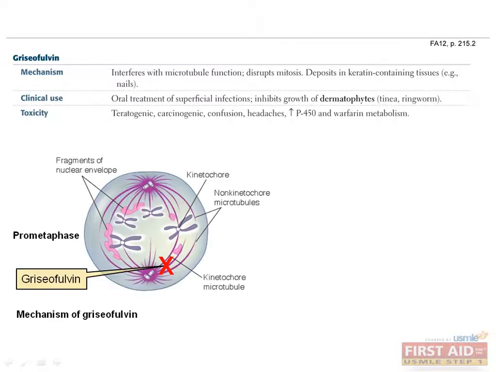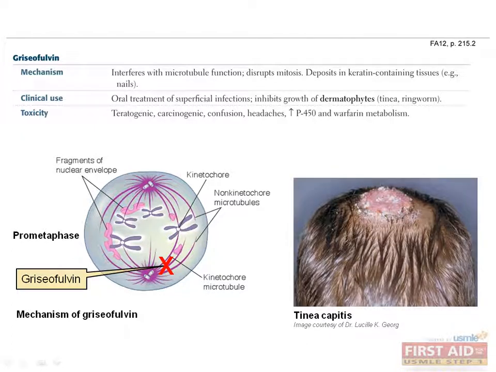Griseofulvin disrupts mitosis by interfering with microtubule function. This oral PO medication is used to treat superficial fungal infections by dermatophytes such as tinea and ringworm. The use of griseofulvin is limited due to its teratogenic and carcinogenic potential. Other unpleasant side effects include confusion, headaches, and upregulation of the P450 enzymes.